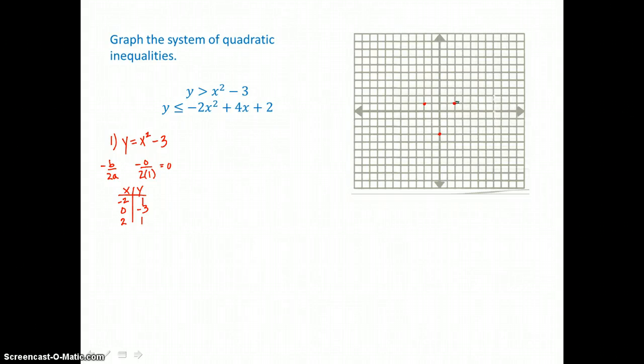Now when I draw this parabola opening up, I'm going to have a broken U shape because equals is not part of the inequality. And when I check for shading, I'll use the origin since it's inside the parabola and not on the boundary. When I put 0 in for y and 0 in for x, I find that 0 is greater than -3. That's a true statement. So inside this parabola is where I'll shade.